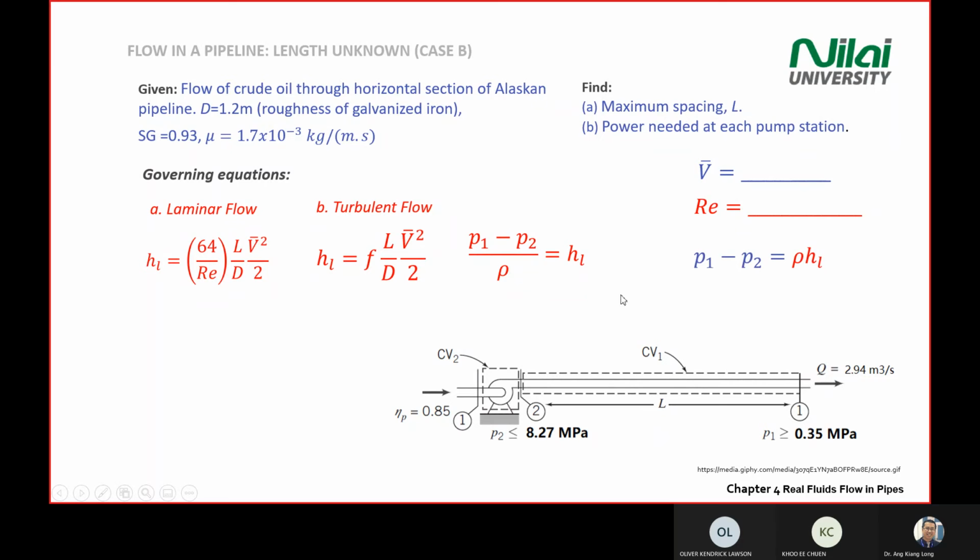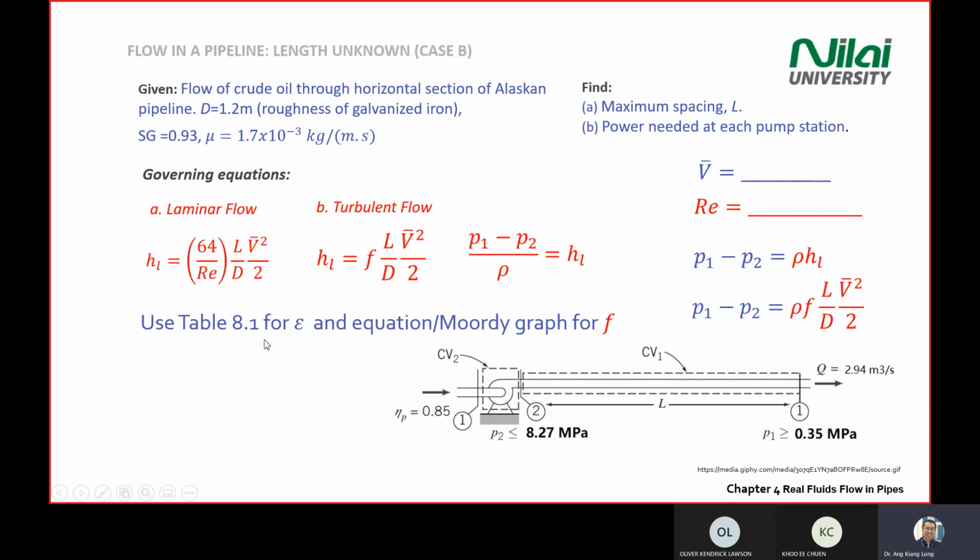Second one, you find the pressure from this equation: P1 minus P2 divided by rho equal to HL. HL is the major losses. You rewrite P1 minus P2 equal to rho HL. So not H1, HL, major losses. You substitute the equation of f, L divided by D, V squared divided by 2 in the equation. And then you use the table from the Moody chart to find the f, right?